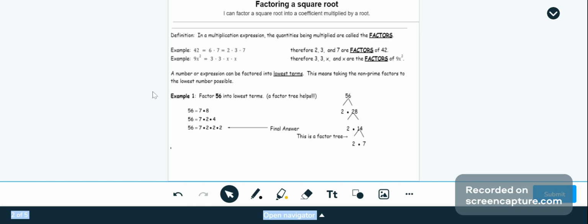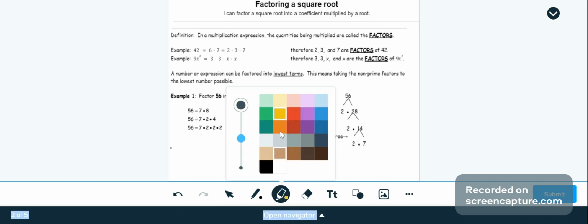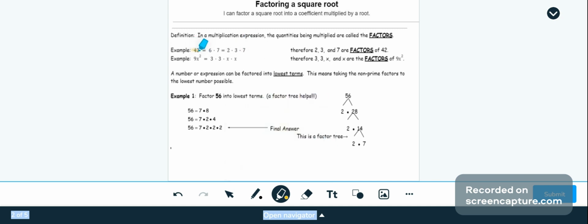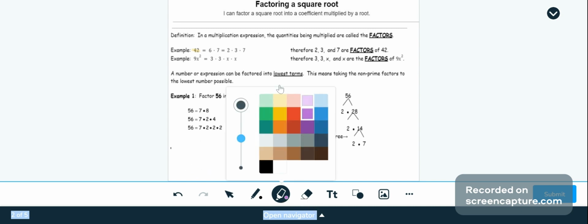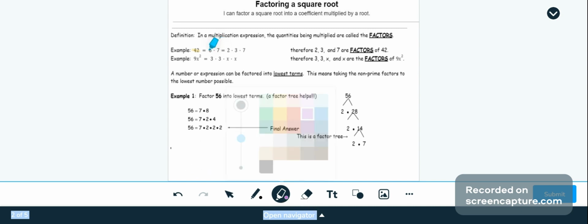All right. So what we're doing today is we're going to be factoring. By factoring, I mean taking apart numbers and splitting them into their smallest pieces that we can make. Like 42. 42 can be split into 6 times 7. But see, that 6 can also be split into 2 times 3. Our goal today is to be able to take these numbers and split them up into their prime factors. That's why this is called prime factorization.